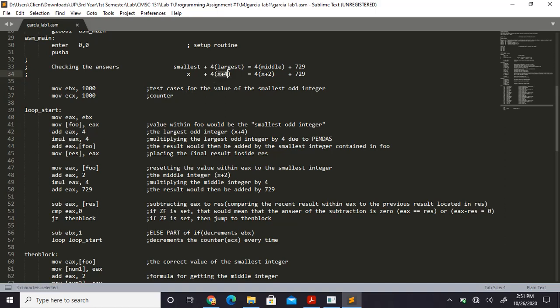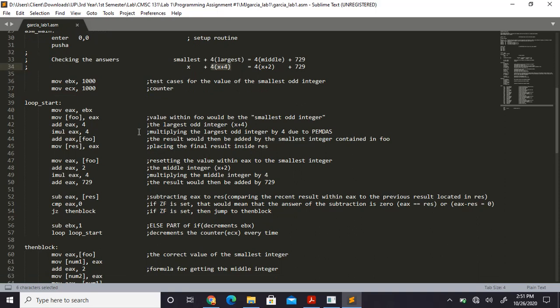So nakuha na siya. Then we would now multiply the largest odd integer by 4 since yung nakasulat doon. So ganito na yung nasakop niya. I used imul instead of mul.